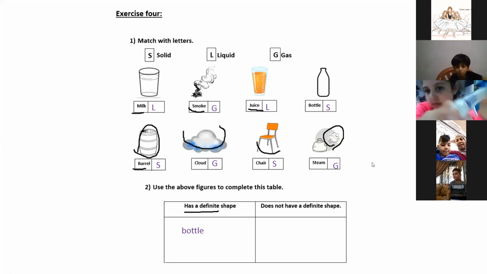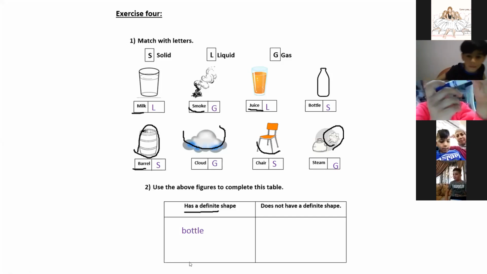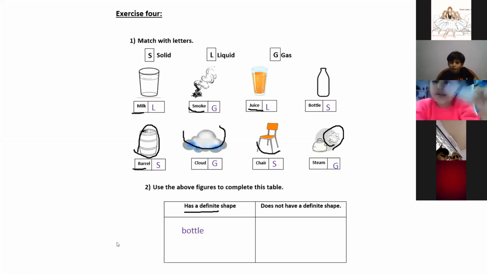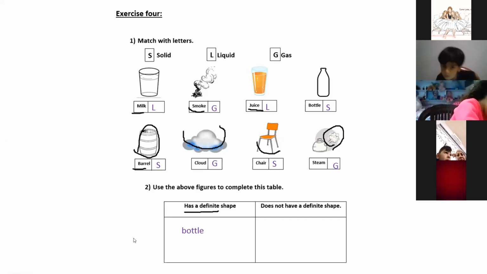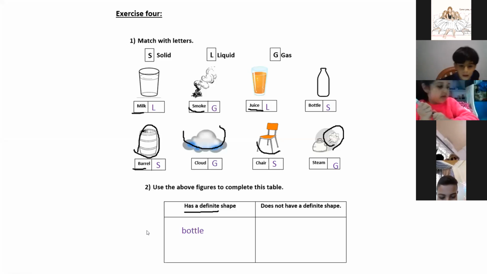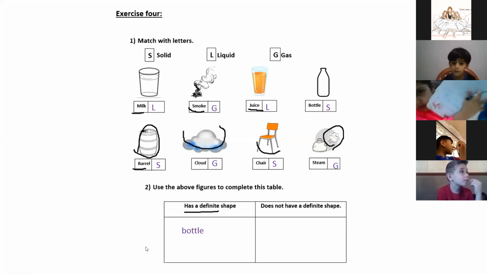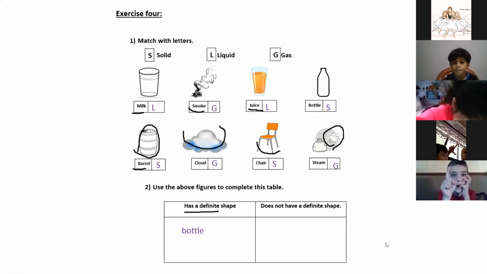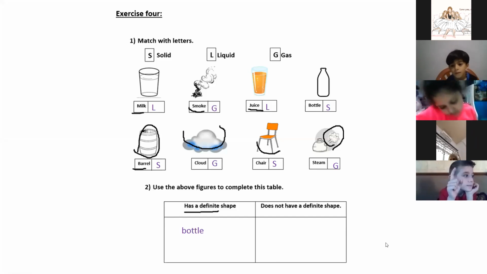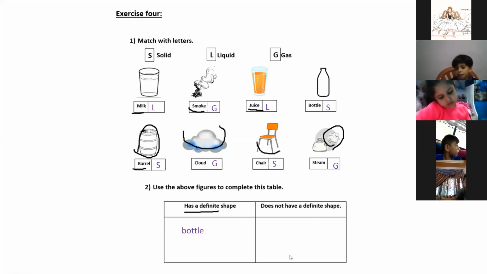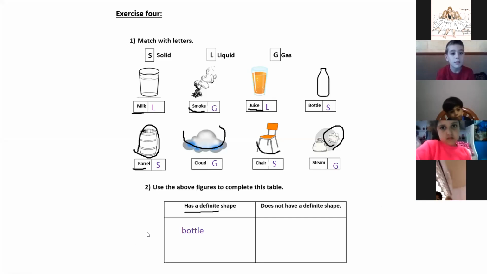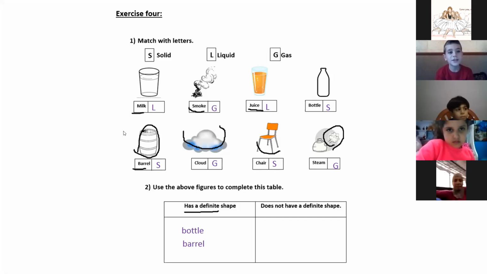I'll go to Ali Jawad. I put bottle because bottle is solid and has a definite shape. So what else? What else should I put in the column that has a definite shape? Because the shape of the bottle does not change. Barrel. Why? Because it's solid, and its shape does not change.